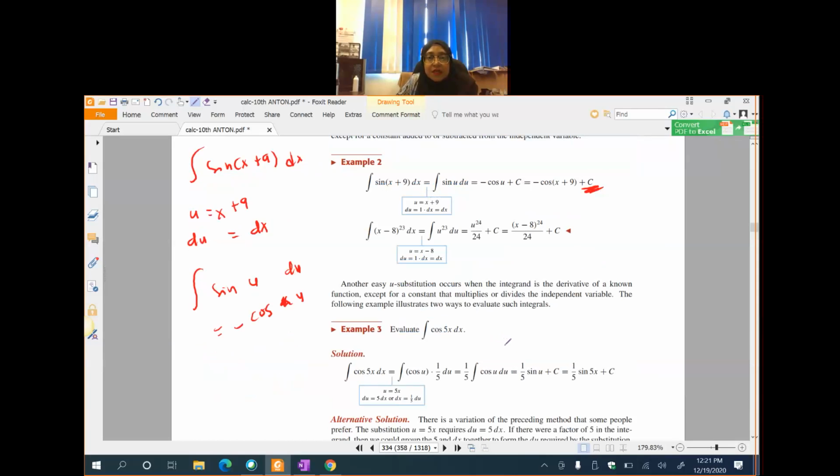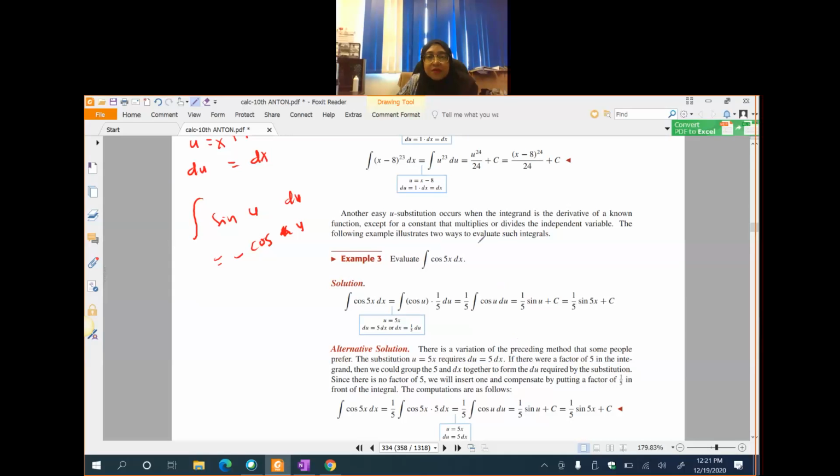And then for example 3, cos 5x. So can you guess what will be the u? Yeah, u will be 5x, okay? And then obviously you still have to change the dx here to get the expression in terms of u.